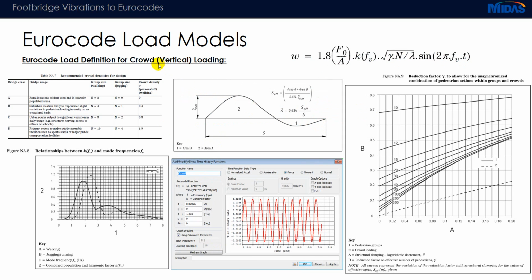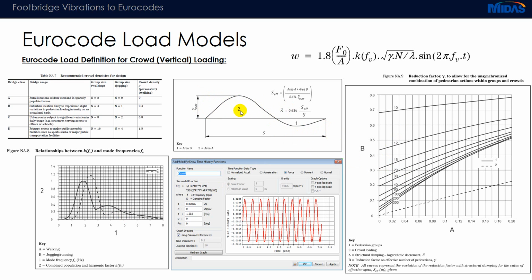Then the next step is for crowded condition, crowd vertical loading. In this scenario, the load that is calculated is not a point load, but rather a distributed load, W. And that depends on, again, similar factors: the K factor, which is calculated from this graph, then a reduction factor, and then one more factor, which is lambda. This lambda will depend on the mode shape itself.